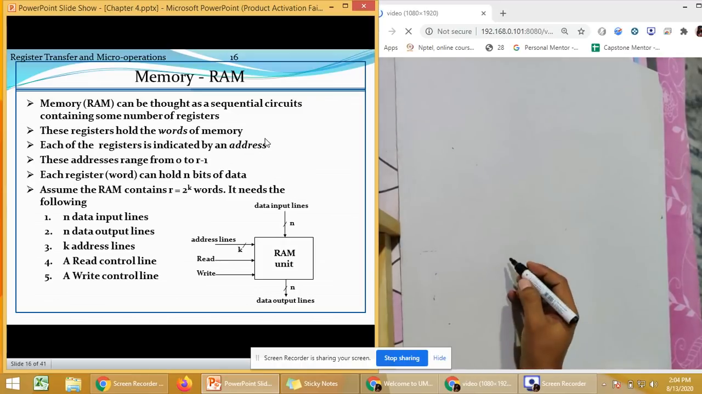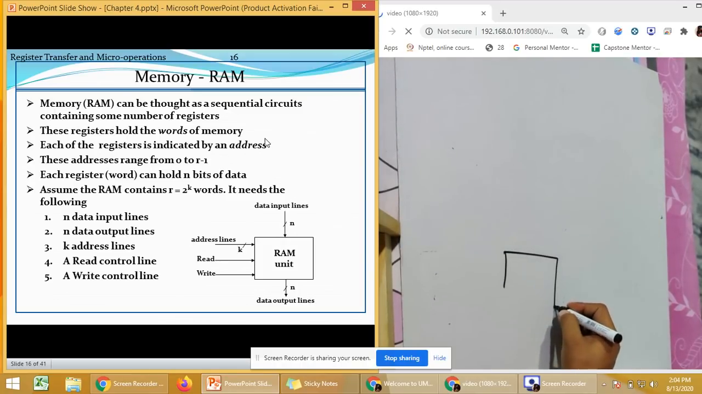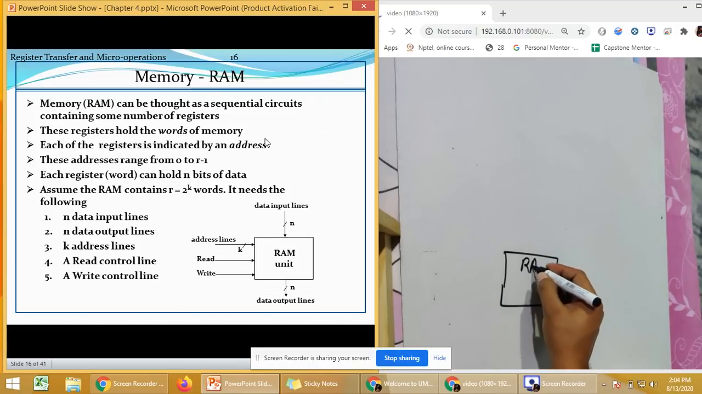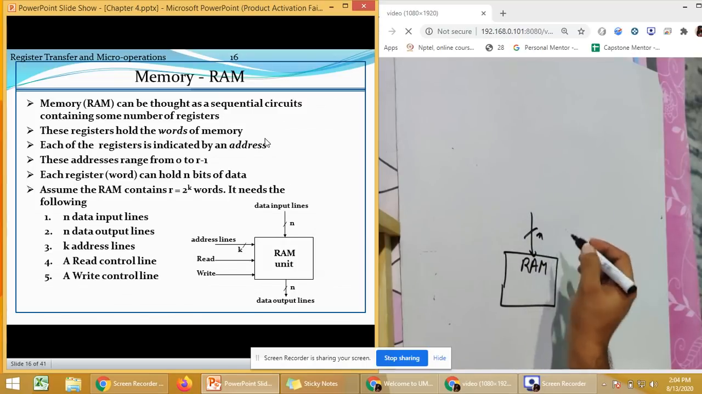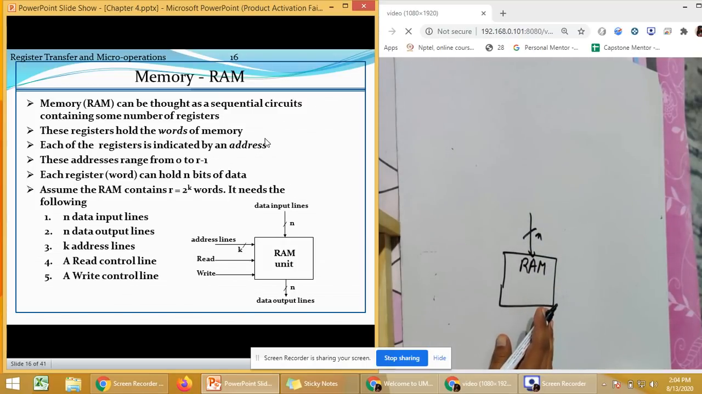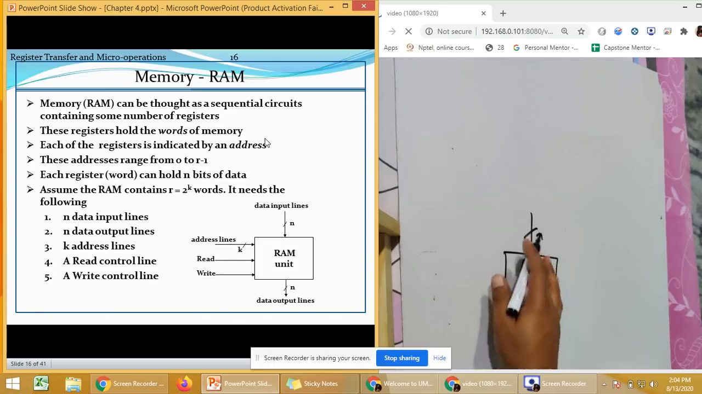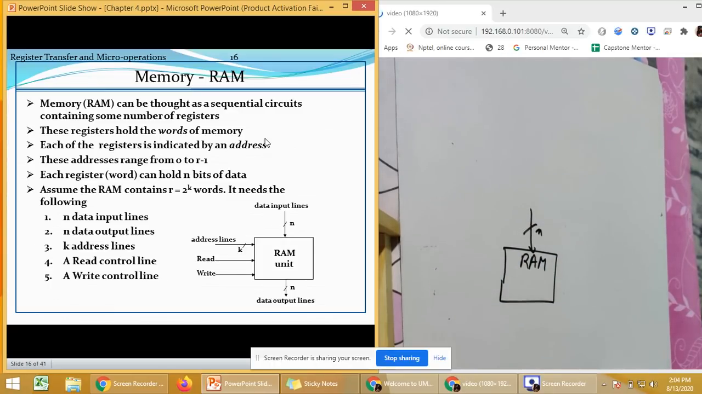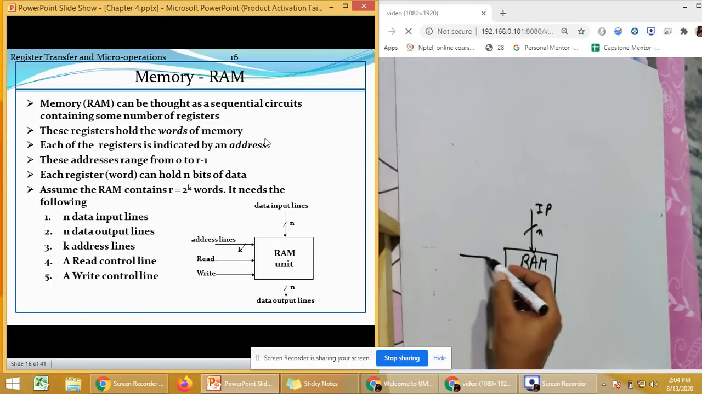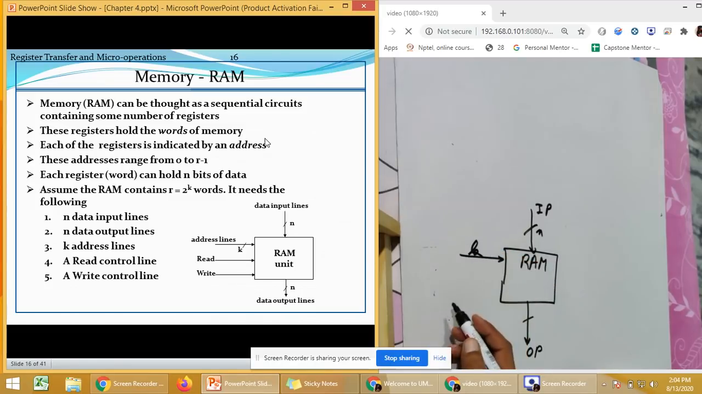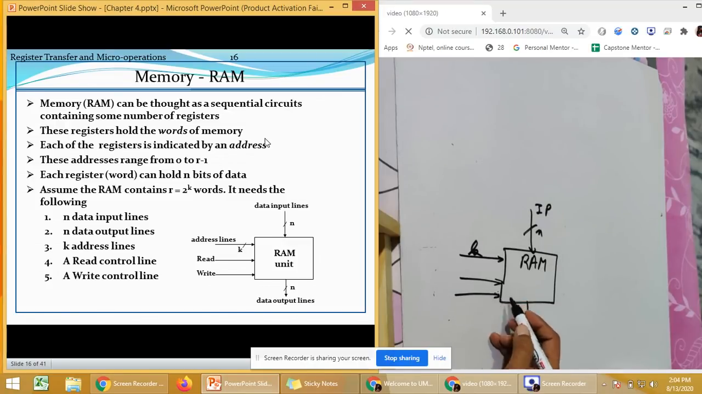So in RAM, we have n input lines. N input lines means as many bits as we have in the data, so that many lines will be there. Then here we have output lines. Here is the input. Then we have address lines, which are represented by K. Then we have read and write lines.